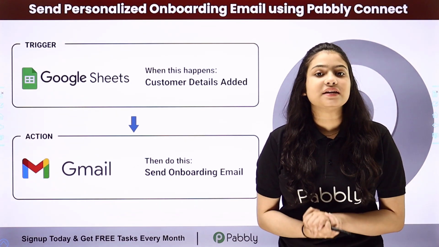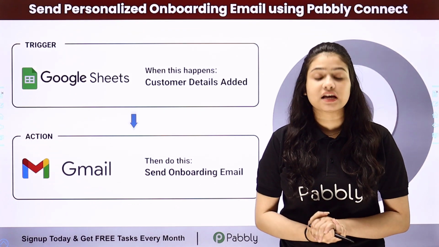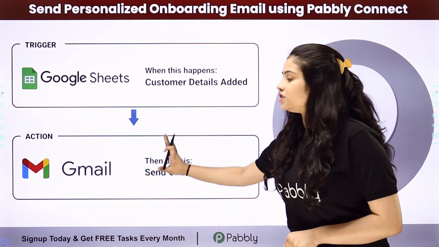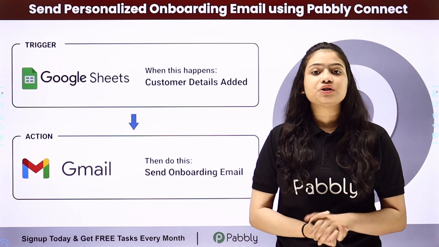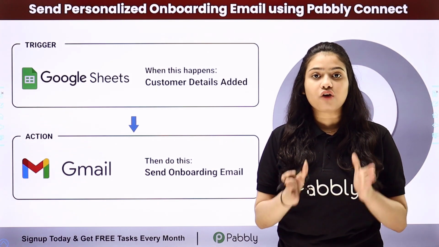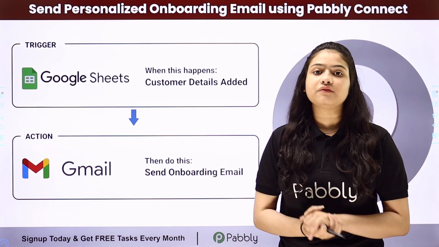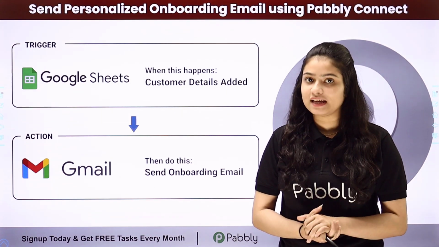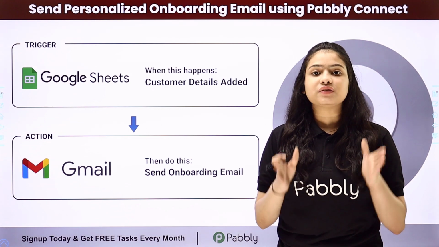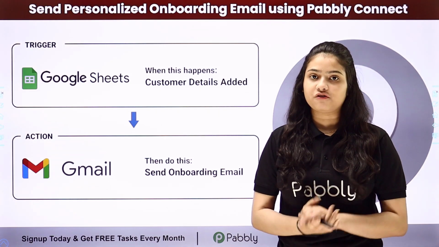Therefore, I have created an amazing automation with the help of Pabbly Connect for this, where I have connected my Google Sheets and Gmail in such a way that now whenever I add a new row in my Google spreadsheet along with the details of a new customer, an onboarding email in the personalized format will automatically be sent to that same customer through Gmail. And I have connected both these applications without any coding or programming skills with the help of Pabbly Connect.